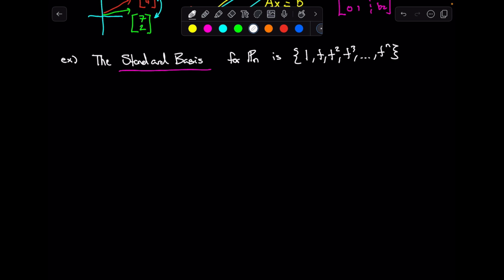Okay. And you'll notice, why do we need so many? Well, remember that any polynomial in this space, or rather any vector v in this polynomial space, is of the form v equal to x sub n t to the n plus x sub n minus 1 t to the n minus 1 plus ... plus x2 t squared plus x1 t plus x sub 0, right?